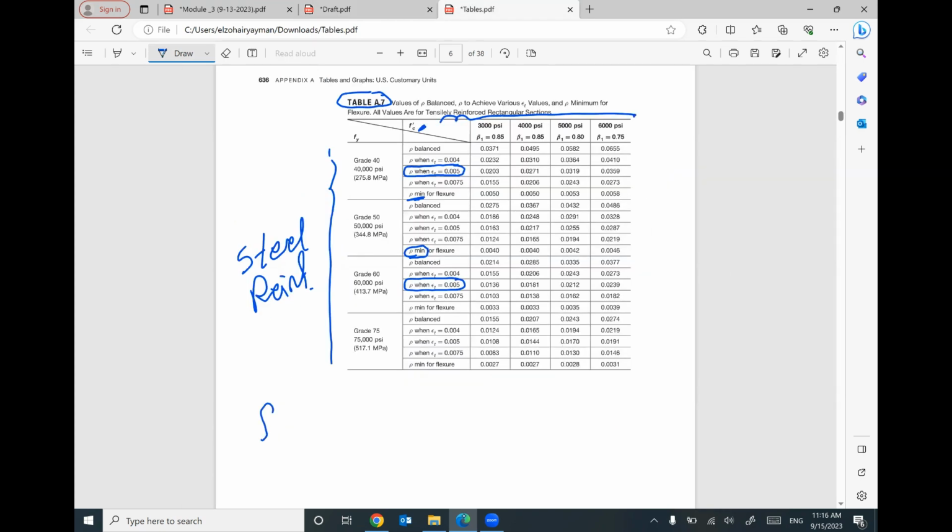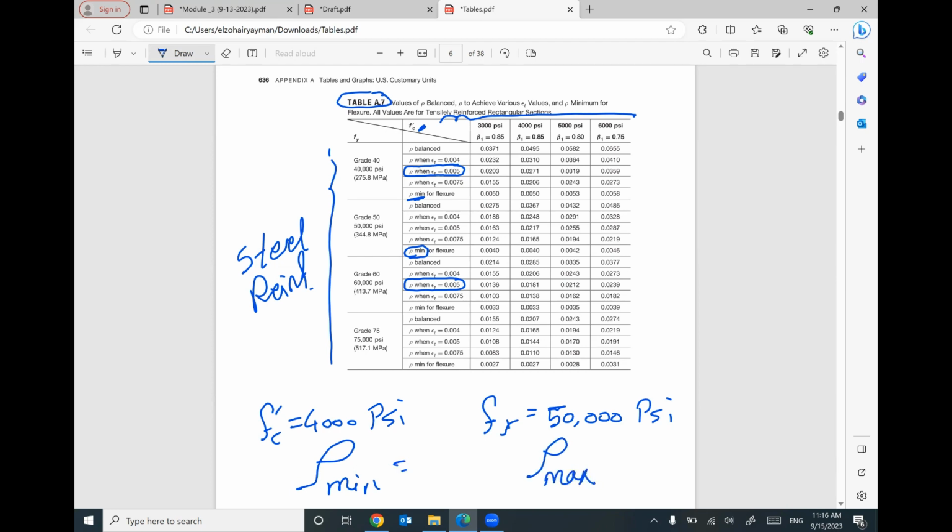if the problem says we have F prime C equal 4,000 PSI, and we have steel reinforcement with F yield equal 50,000 PSI. Anybody in this room can tell me what is the value of rho minimum? What is the value of rho maximum?